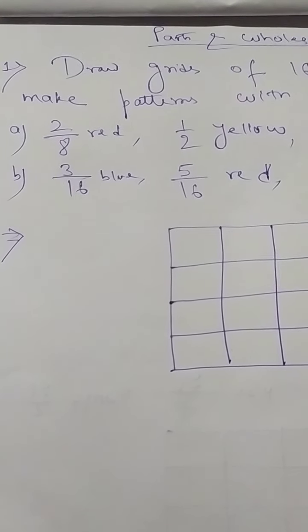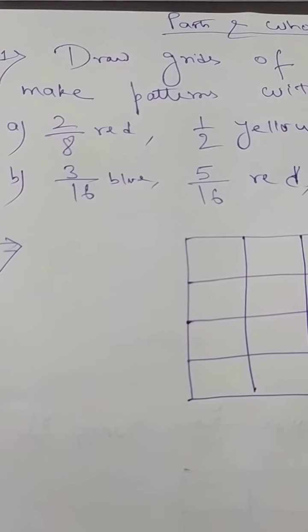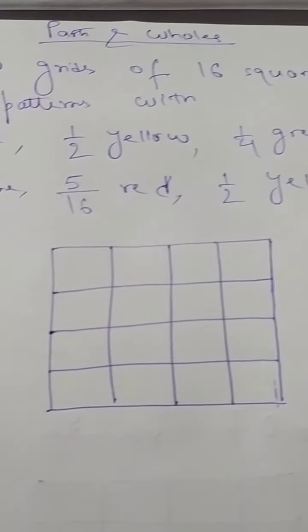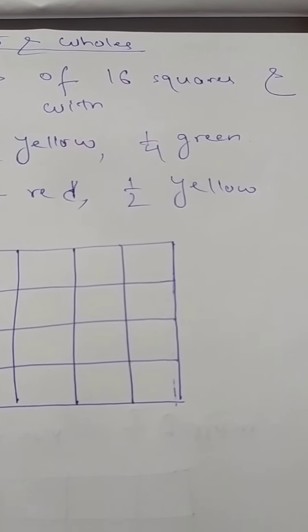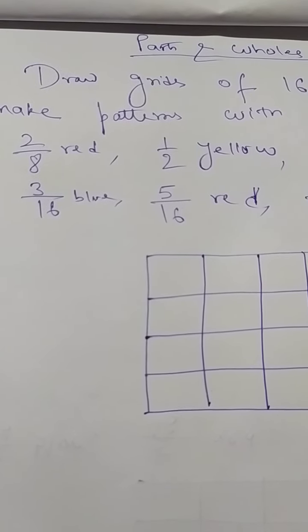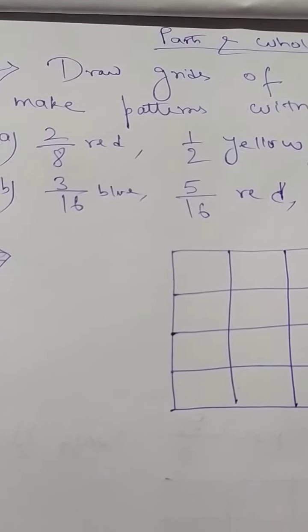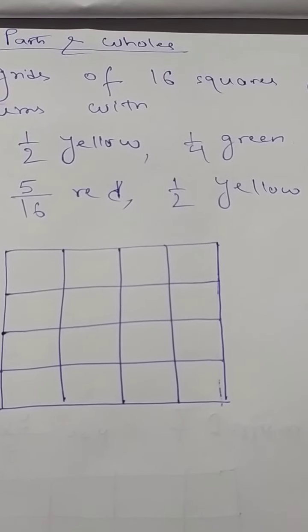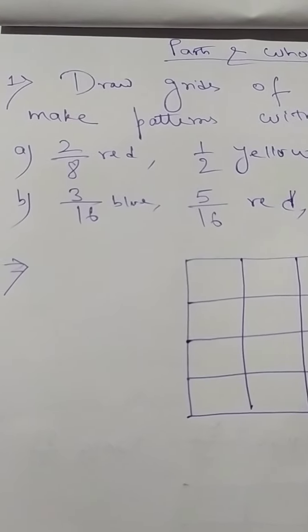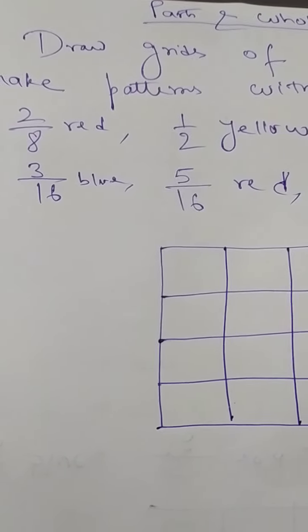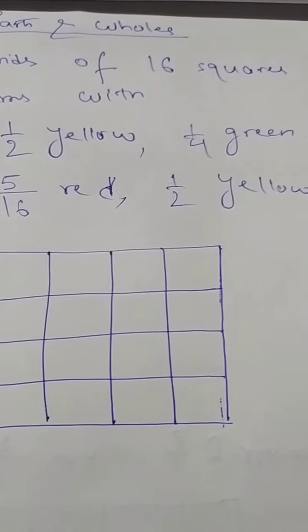So let's start. What is the first question here? Draw grids, G-R-I-D-S, draw grids of 16 squares and make patterns with. Number A, 2 by 8 red, half yellow, 1 by 4 green. And number B, 3 by 16 blue, 5 by 16 red and half yellow.